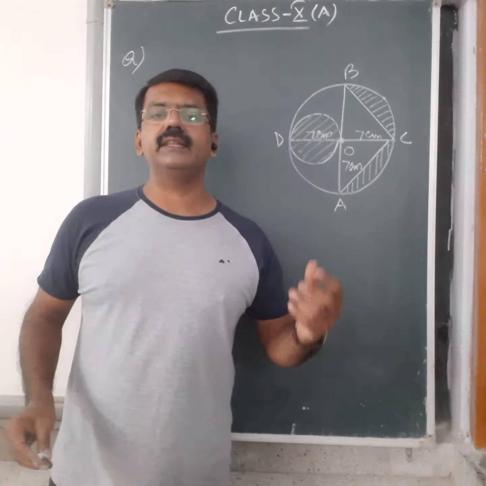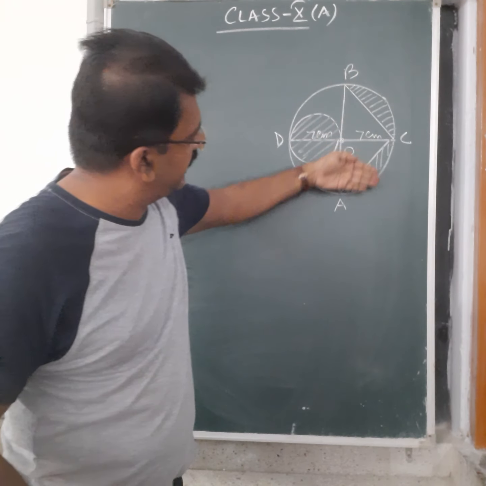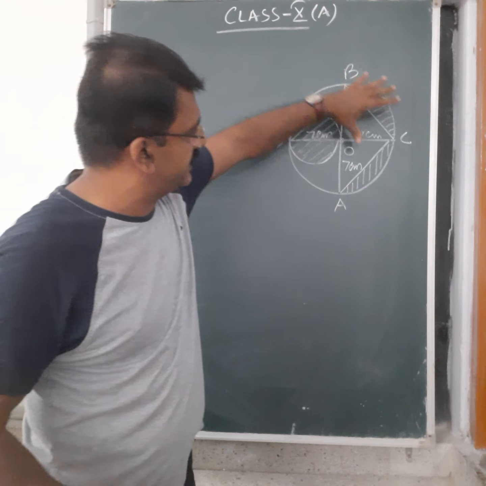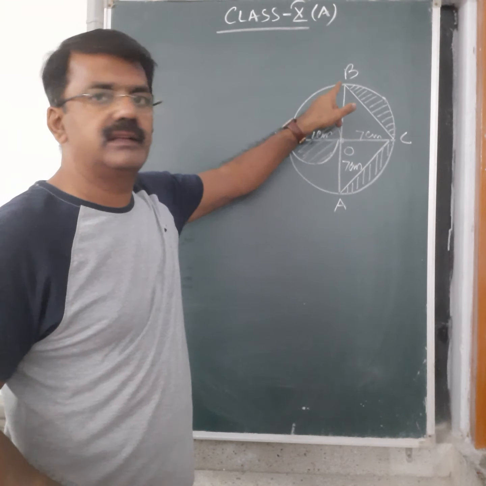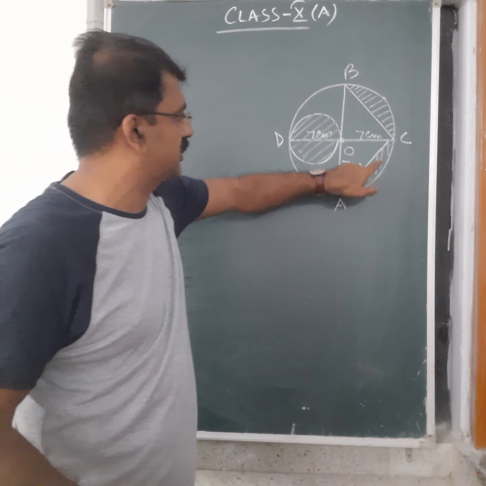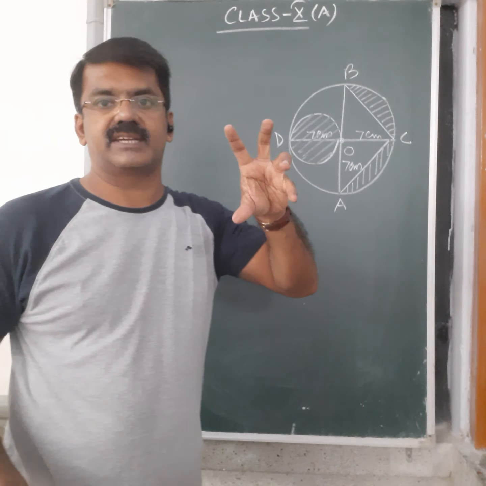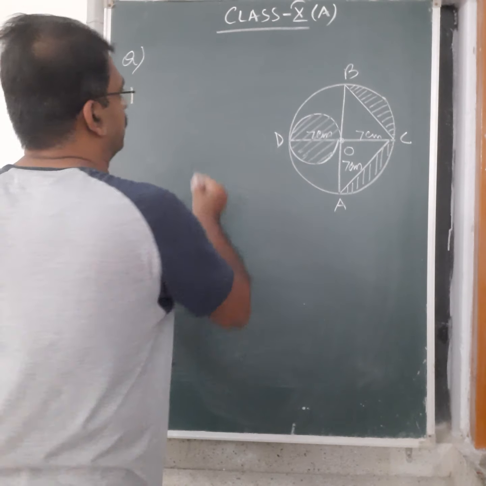Now, to find the area of the shaded part, first of all, you find the area of this semicircle. From this semicircle, you subtract the area of the triangle. Then you will get the area of this shaded part. And in that you add the area of this smaller circle. Then you will get the entire shaded area.